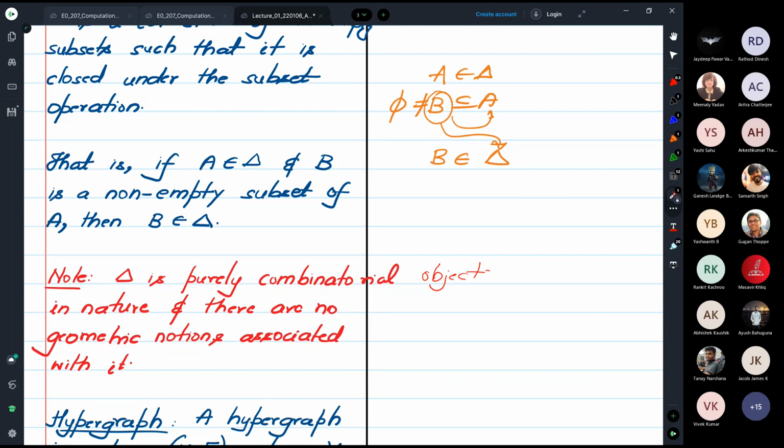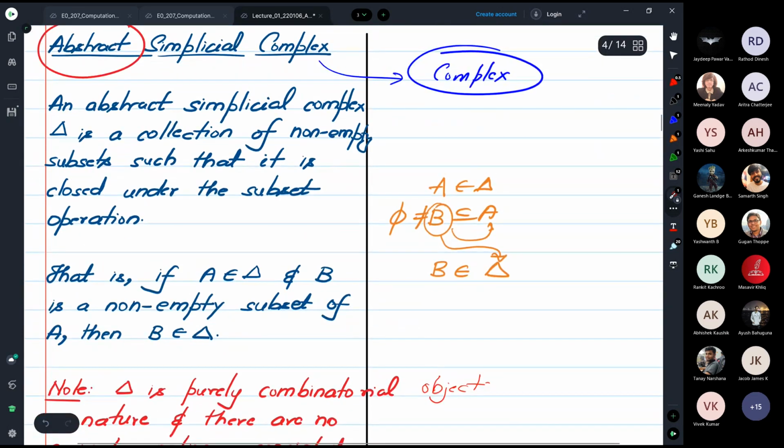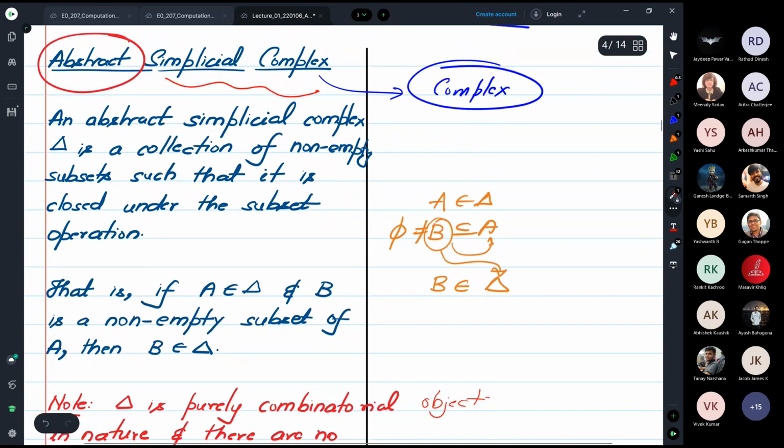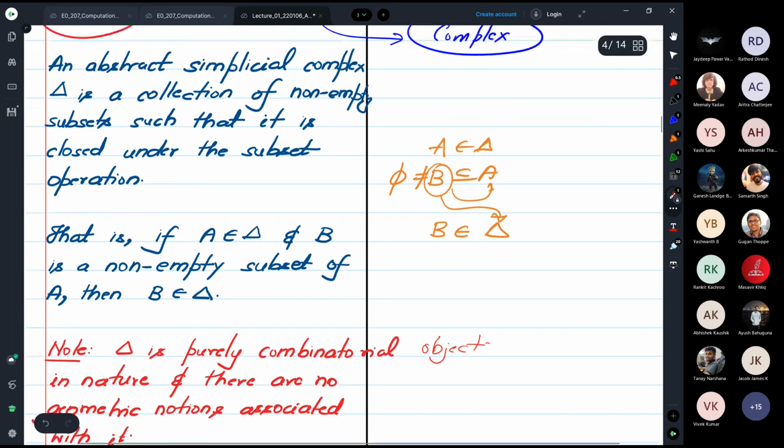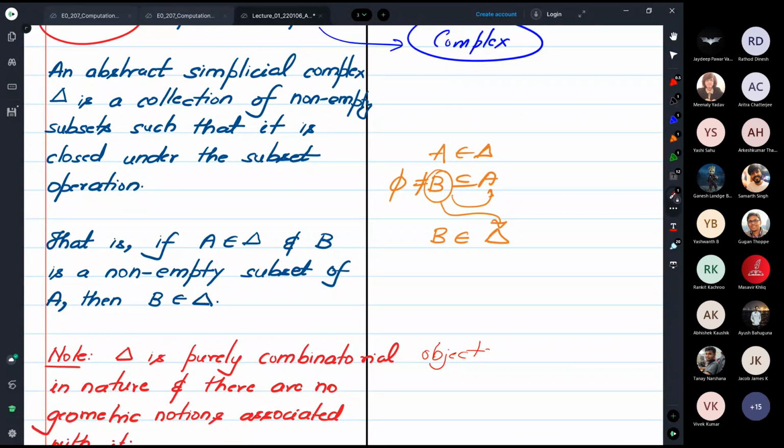So let me pause here for a second or two. If there are any questions with this definition, this may be a good time to ask. In any case, I have a bunch of examples soon, and it may become even clearer what this simplicial complex means. Yes, Jayant, go ahead.